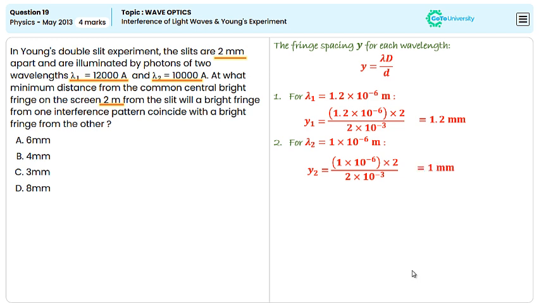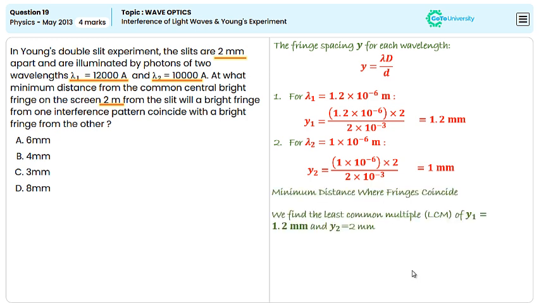Let's find the minimum distance where the fringes coincide. For the fringes to coincide, the distance y from the central bright fringe must be a common multiple of both y1 and y2. We find the least common multiple of y1 and y2. Since y1 is equal to 1.2 mm and y2 is equal to 1 mm, the LCM of 1.2 and 1 is 6. Thus, the minimum distance from the central bright fringe at which a bright fringe from one pattern will coincide with the bright fringe from the other is 6 mm, which is nothing but option A.